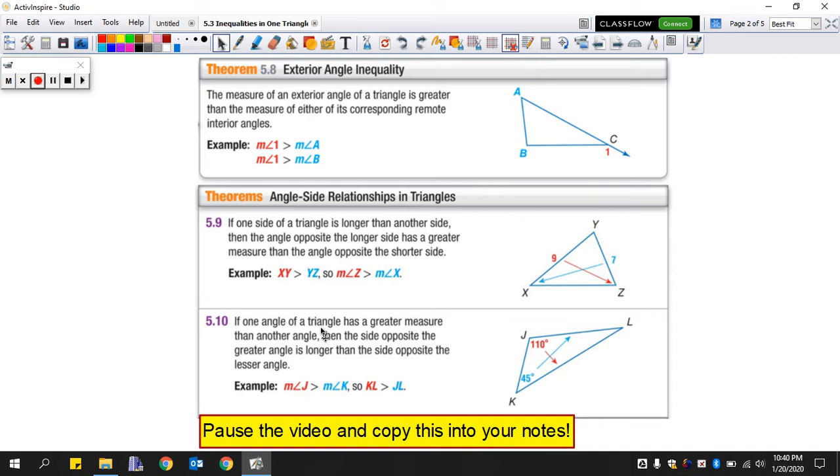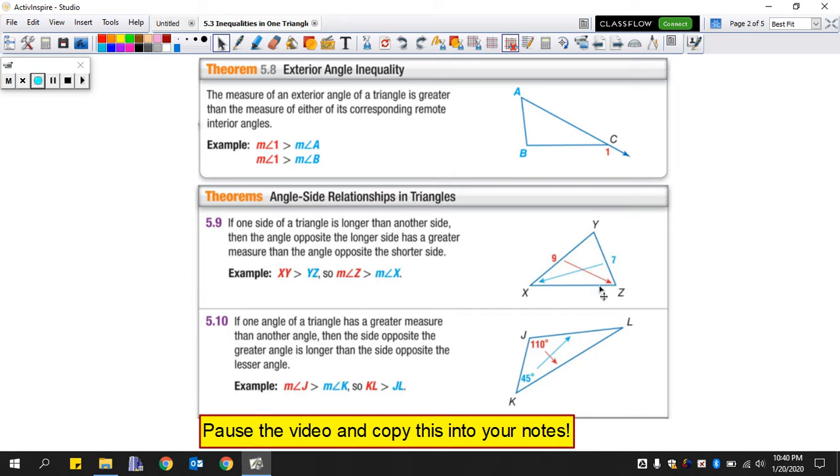The other theorems that we're going to talk about are the angle-side relationships in triangles. Theorem 5.9 says if one side of a triangle is longer than the other side, then the angle that's opposite the longer side has a greater measure than the angle opposite the shorter side. So if XY here has a length of 9, that means that angle Z is bigger than the angle that's opposite YZ, which is X, because YZ is smaller.